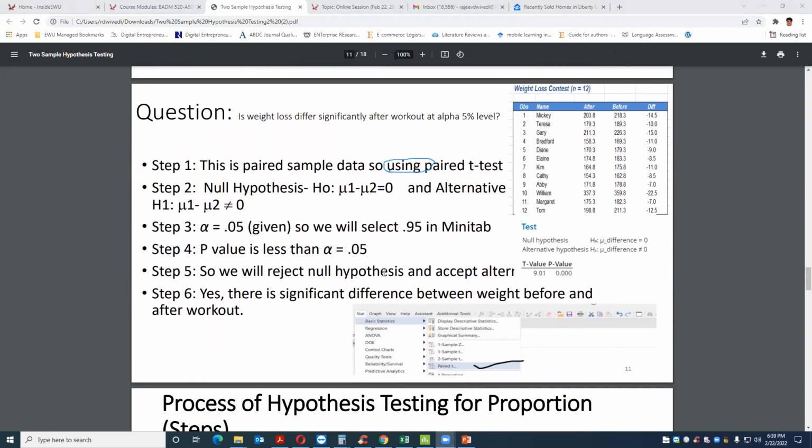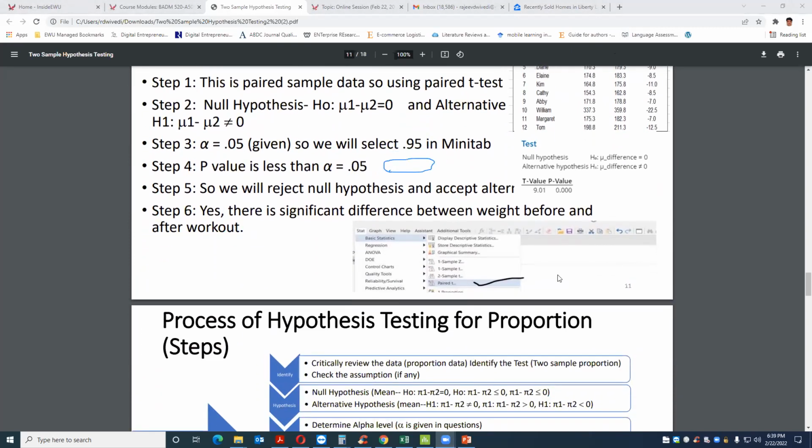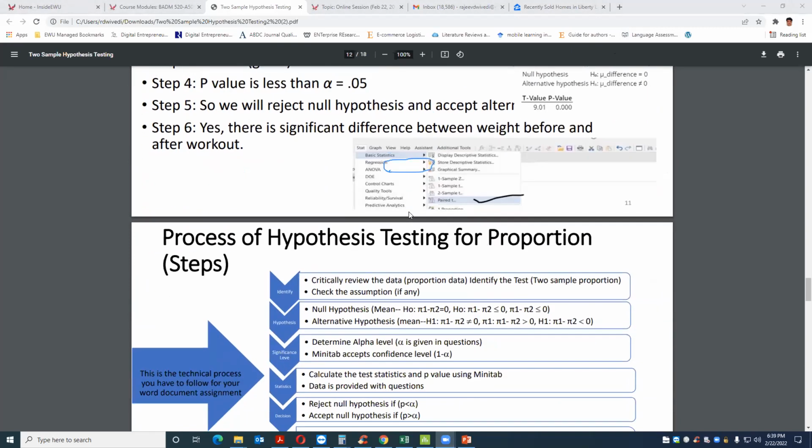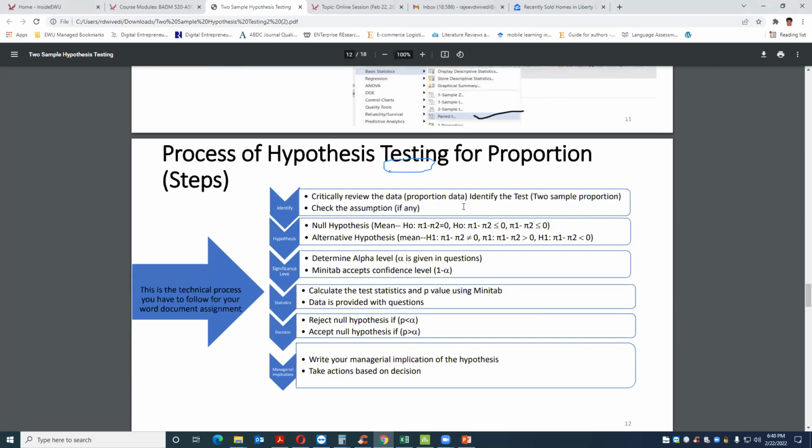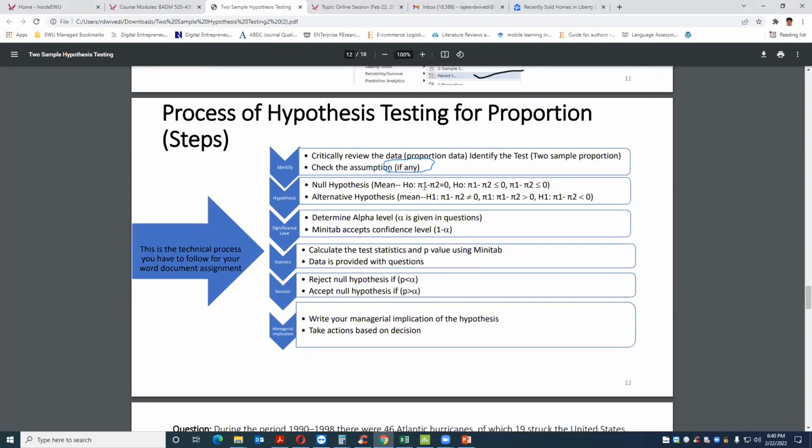So basically, this is another question, the p-value, and you can go through it. So this is the proportion case. Now, instead of mean, if the question is asking for proportion, it's exactly the same thing. Critically review the data, proportion data, identify the test, two-sample proportion, and check the assumptions if any. Null hypothesis: proportion 1 minus proportion 2 is 0.